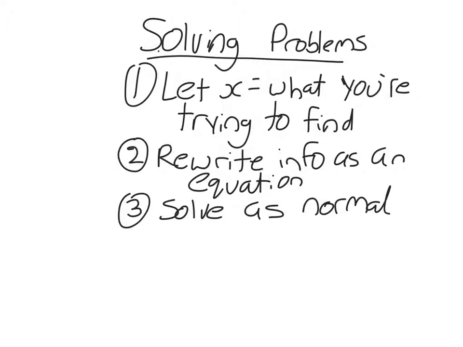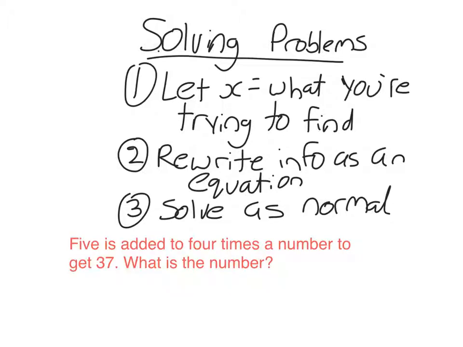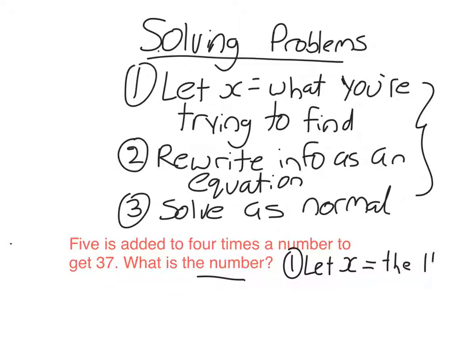Let's look at a question. I'll start off with a simple question. So let's look at this question here. 5 is added to 4 times a number, and I get 37. What is the number? I know you can do this in your head, but I'll show you how to use these 3 steps anyway. So first step, let x be whatever we're trying to find. So we're trying to find the number. What is the number? So I'm going to let x equal the original number.